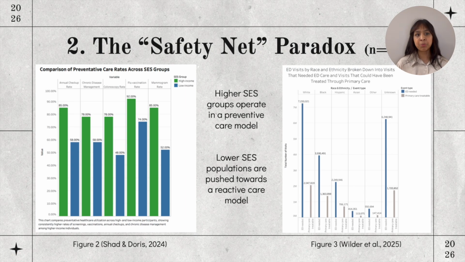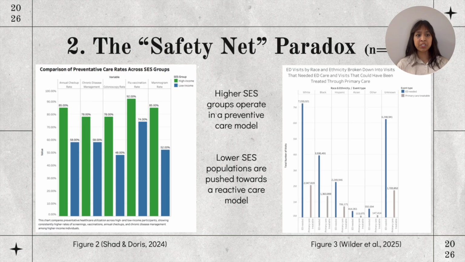Figure 2 shows groups who are more likely to experience lower socioeconomic status consistently have lower rates of preventive care use compared to higher income populations. This reflects the structural barriers that limit access to routine care. Emergency departments therefore become a reliable source of care for vulnerable populations.